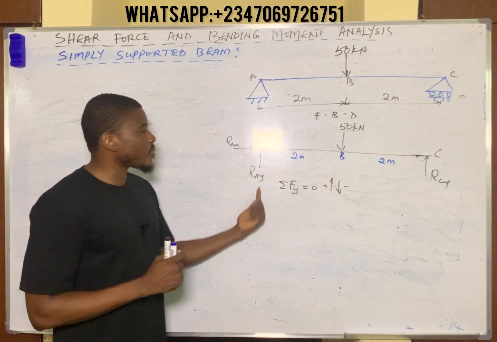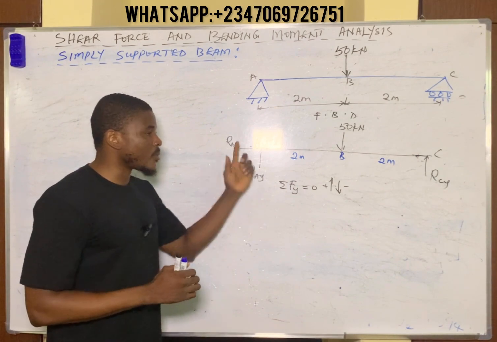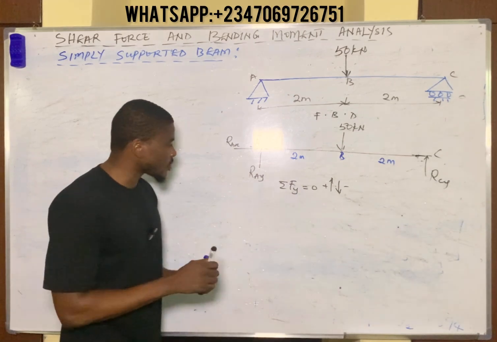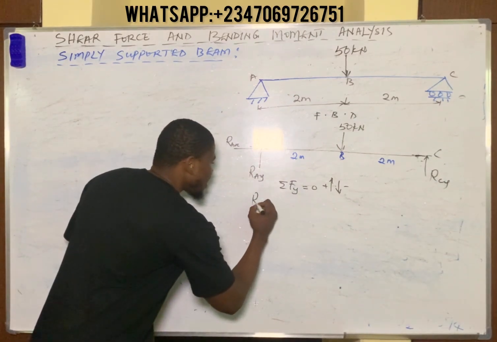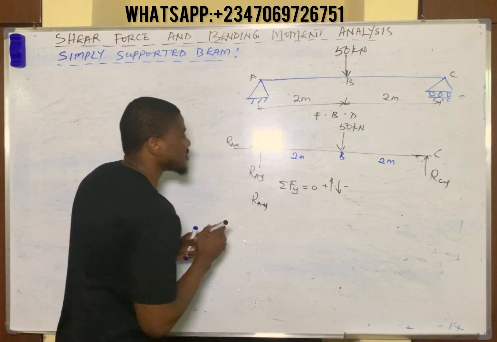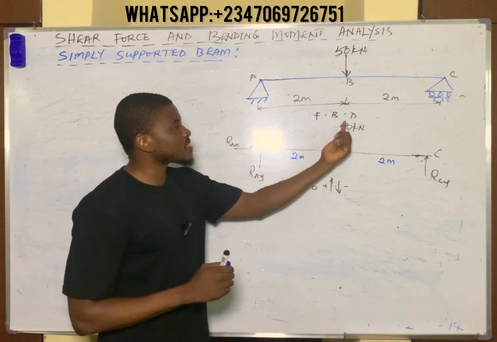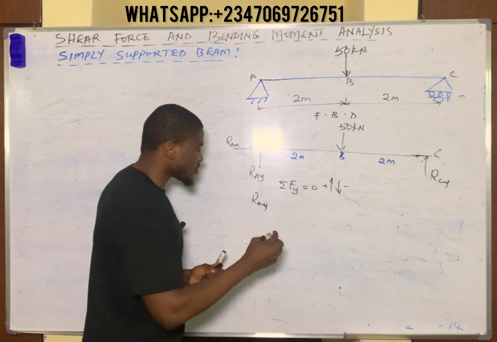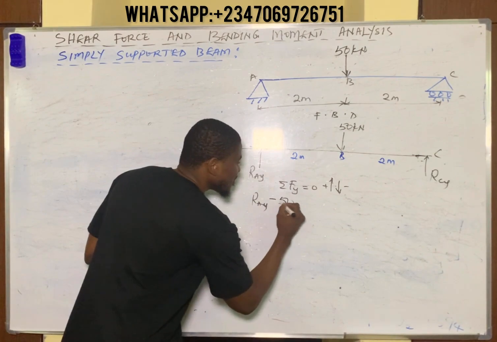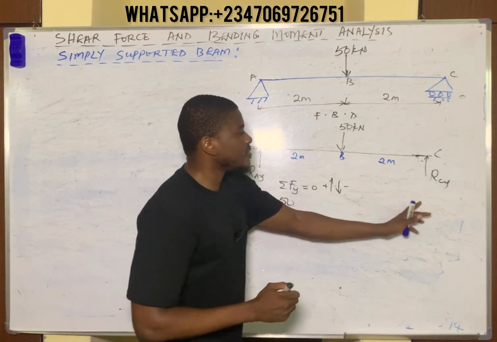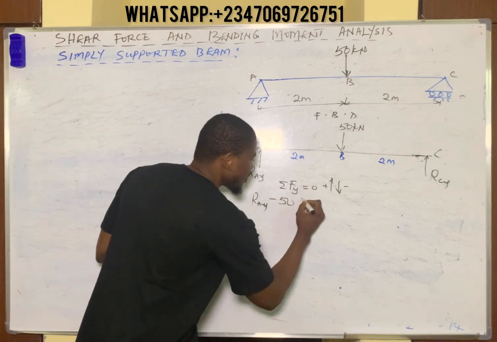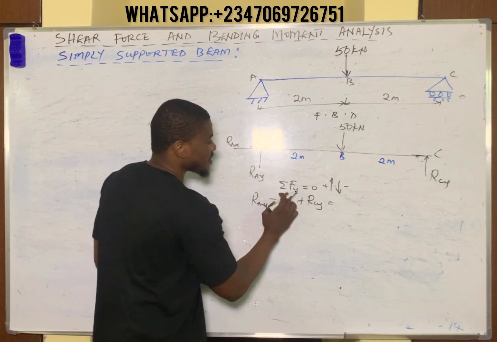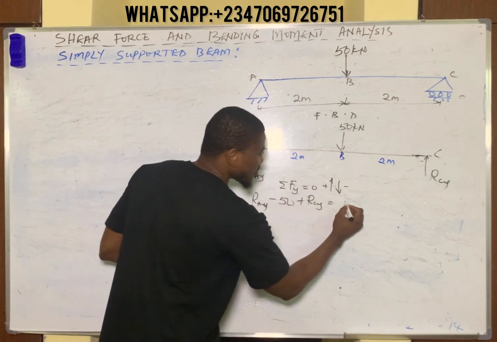I have RAY pointing vertically upwards. Since it's upward, we consider it to be what? Positive from our equilibrium equation. So you simply have RAY positive. Now the 50 kilonewtons force is acting downwards, so you consider it to be what? Negative, right? So it becomes minus 50. Then finally RCY is pointing upwards, positive, plus RCY. The law simply says summation of vertical force equals 0. So you simply equate this to what?